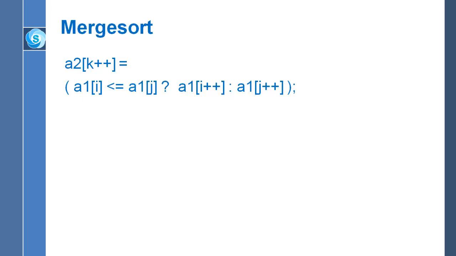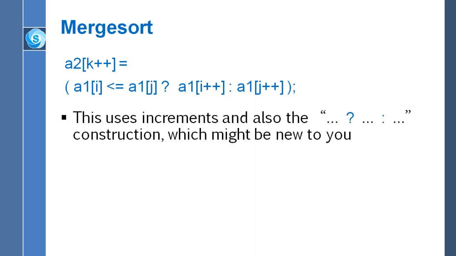As I said, the job of this code is to compare the entry at position I and the entry at position J in the original array, find out which of those is smaller, and then copy that into the auxiliary array, and then increment the appropriate indexes. Okay? So what does this question mark operator do? The actual construction is blah, blah, blah, question mark, blah, blah, blah, colon, blah, blah, blah.